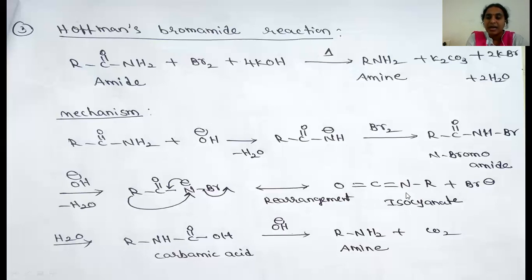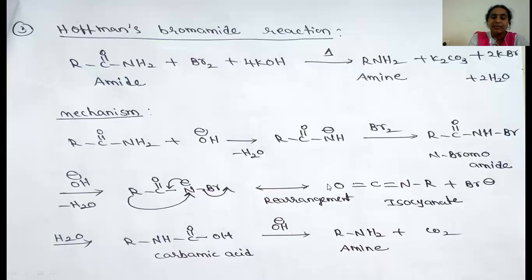Now this isocyanate undergoes hydrolysis, and this carbon will get an OH group and nitrogen will get H. Finally, this produces the carbamic acid. On further reaction with the base, this group breaks and produces the alkyl amine, and this group is eliminated as CO2.